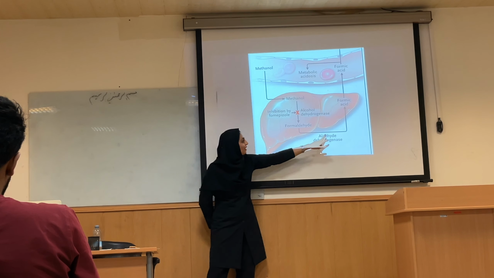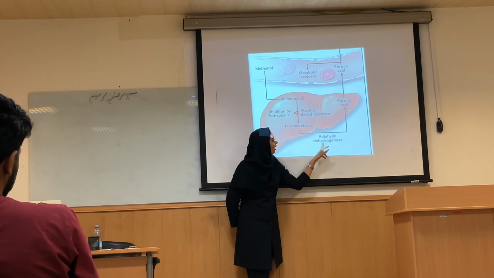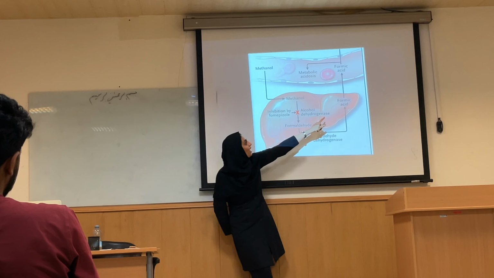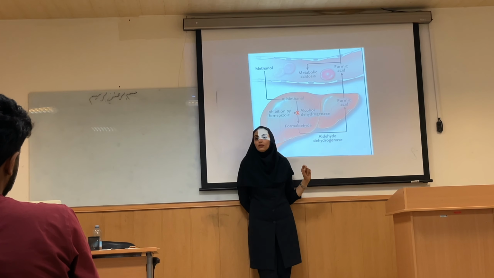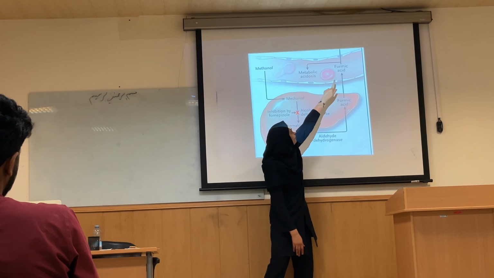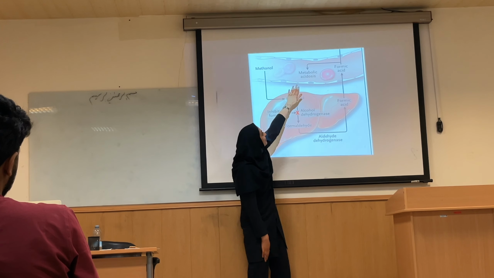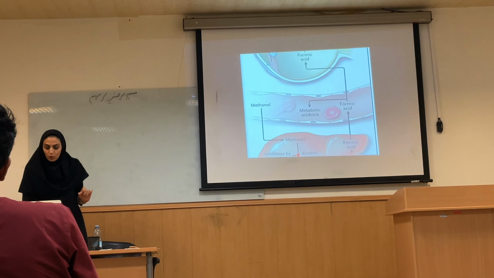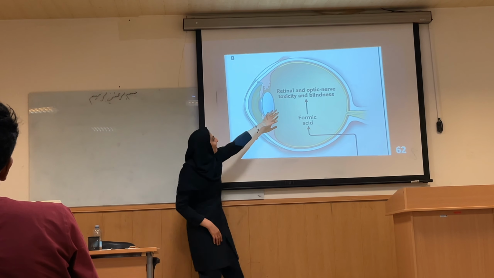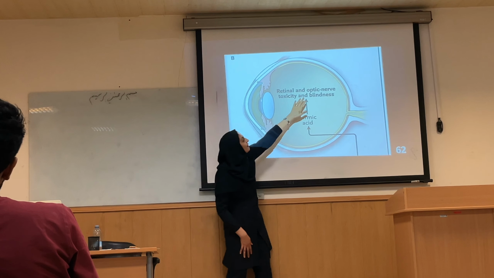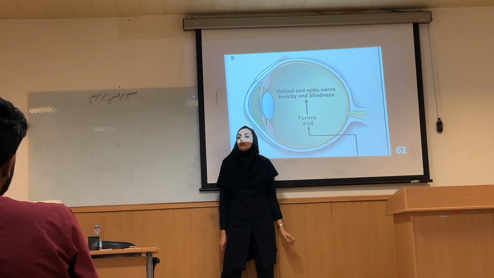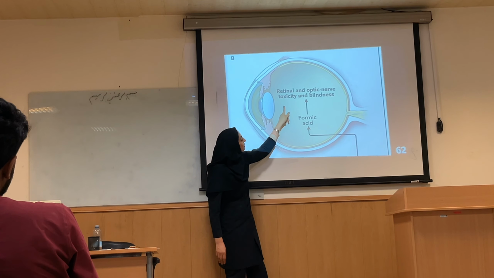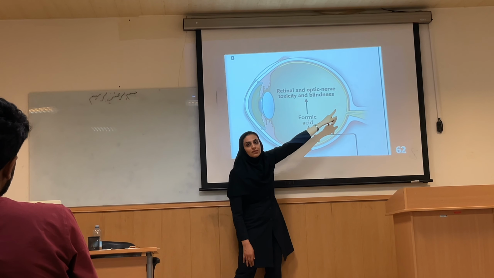Formaldehyde converts to formic acid by aldehyde dehydrogenase. Instead of acetyl-CoA, now we have formic acid. At first, it enters the blood circulation and produces metabolic acidosis. After that, it will go to the eyes and have retinal and optic nerve toxicity and cause blindness.